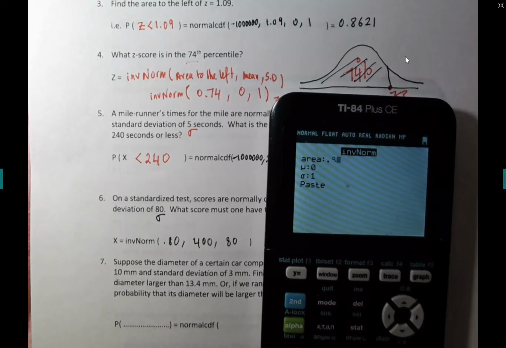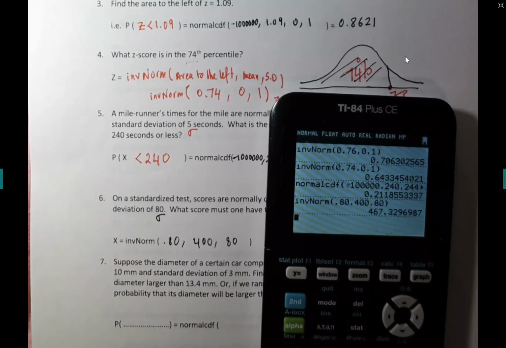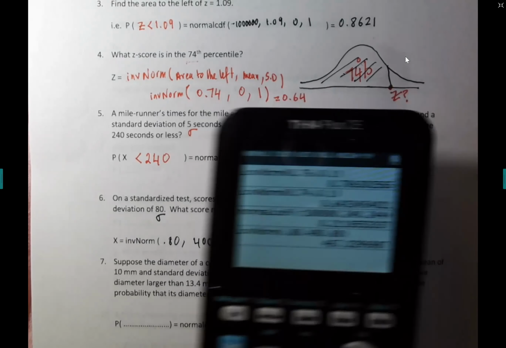So 0.80, 400, 80, and the answer is 467.33.